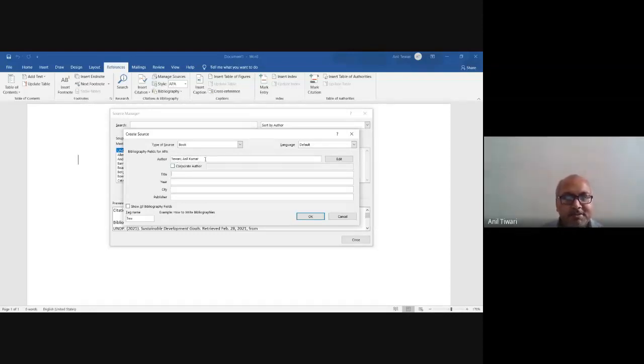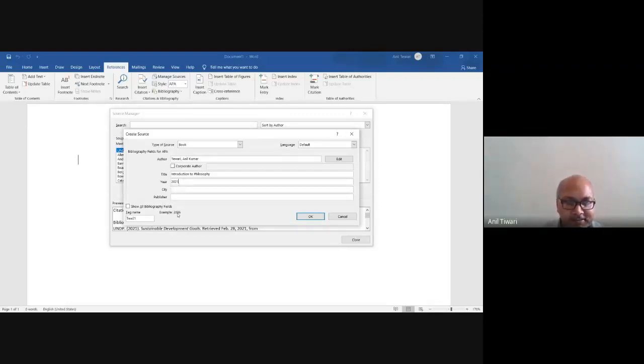Suppose Tiwari, comma, Anil Kumar, and I'm writing an imaginary title. Don't think that I have written it, but just for the sake of example, suppose the title of the book is Introduction to Philosophy. So in the Title column, you can write the complete title of the book. Then suppose it is published in 2021, and wherever you click, you see the example is shown here. It will show how you are going to enter the document.